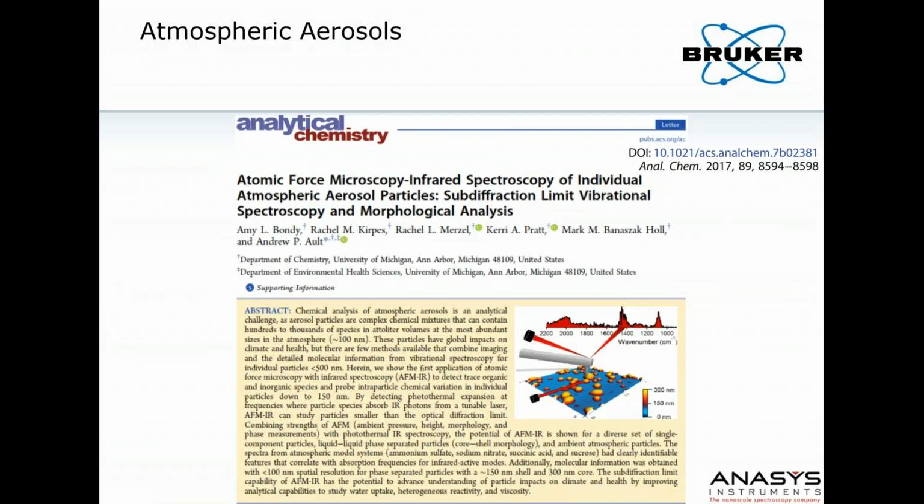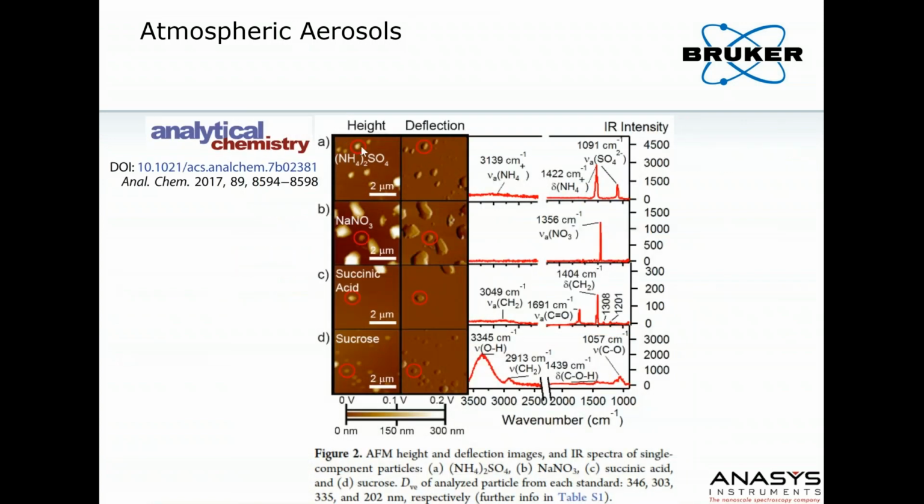This is a paper that just came out in Analytical Chemistry out of Mark Banaszak Holl's group at Michigan. Mark has since moved to Monash University, and he'll be getting a Nano IR system set up there very shortly. But he's been able to show that he can deposit individual particles from an aerosol and do AFM-IR spectroscopy to identify chemically what these particles are, and they're on the order of 100 nanometer spatial resolution, single particle spectra.